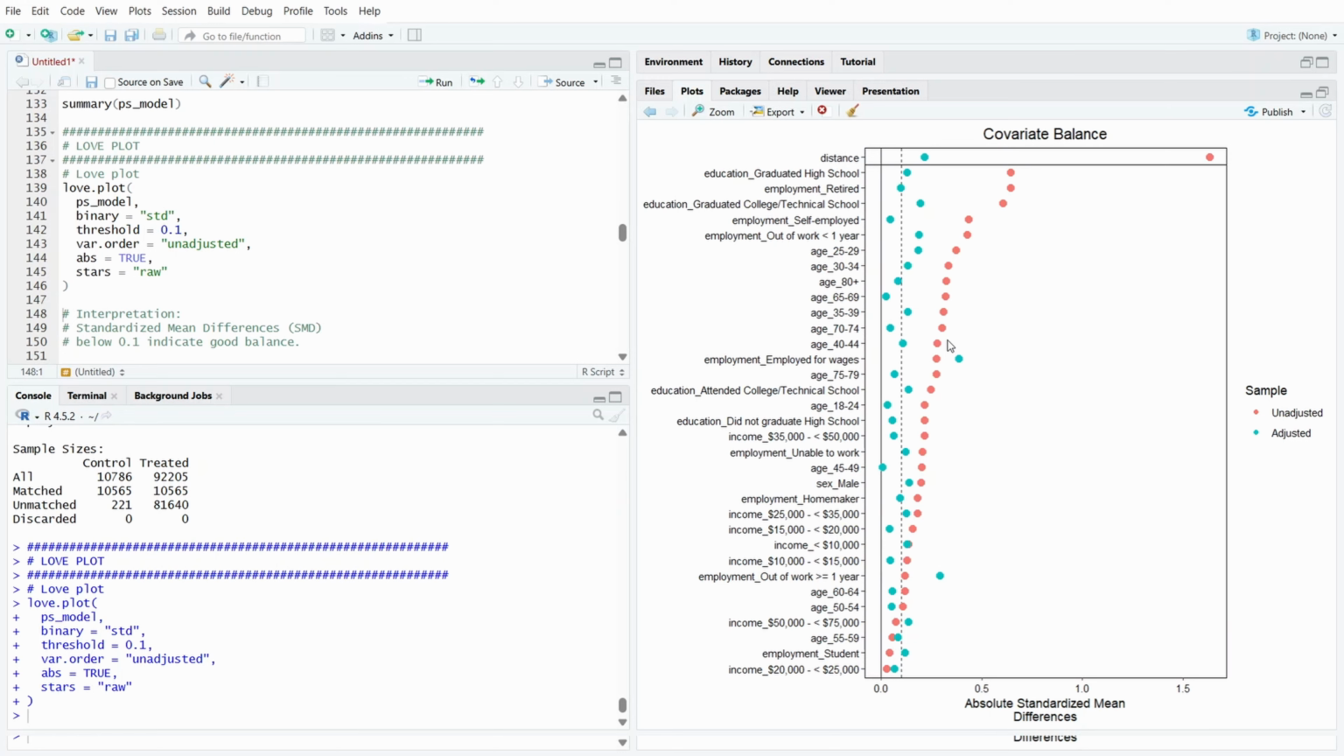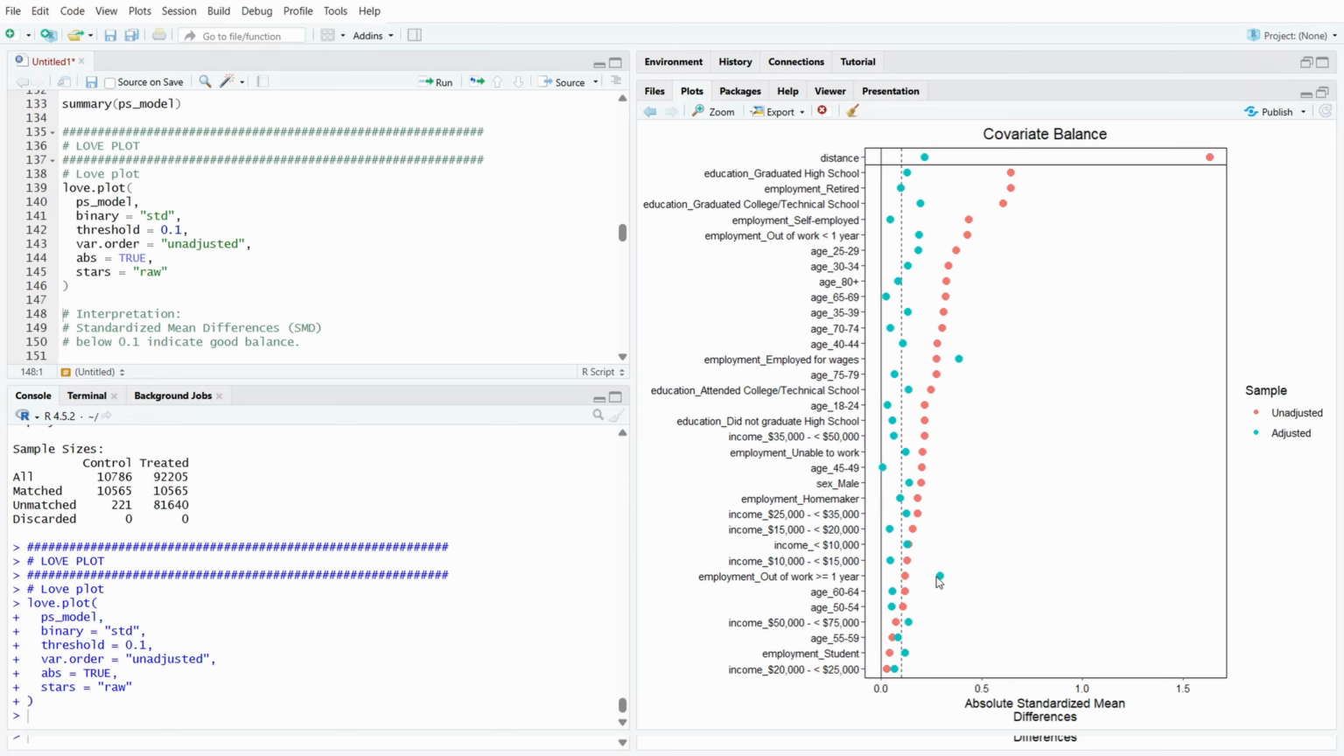After matching, we can see that the blue points move much closer to zero for nearly all covariates. Most variables are now below the 0.1 threshold, suggesting that the matching procedure substantially improved covariate balance. This is exactly what propensity score matching is designed to do: create treatment and comparison groups that are more similar with respect to observed characteristics. However, we also notice that a few variables still show mild residual imbalance after matching.